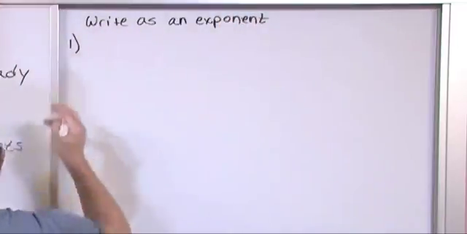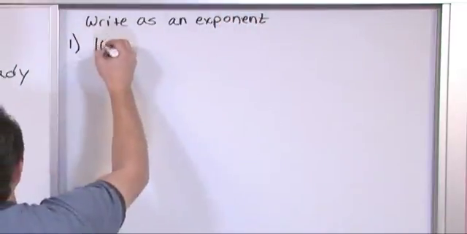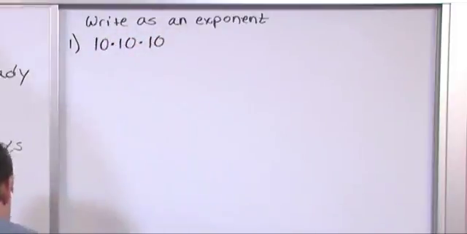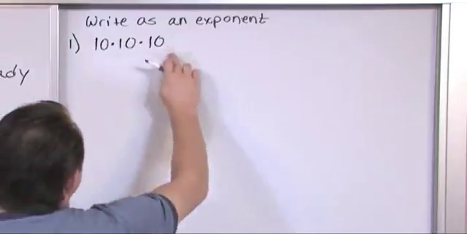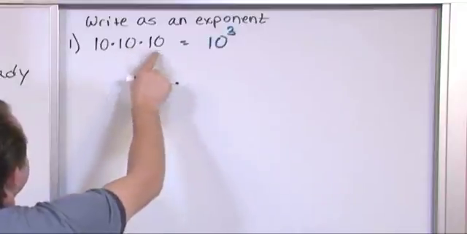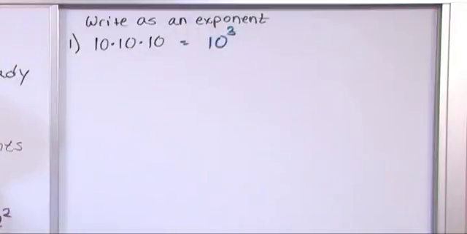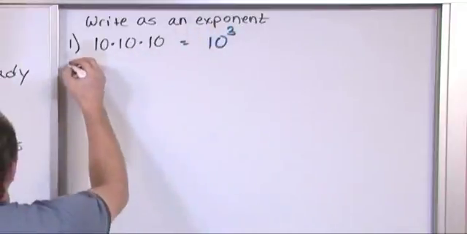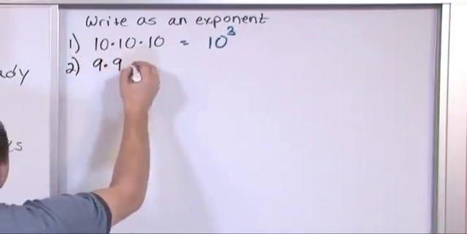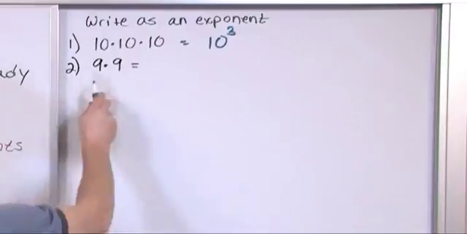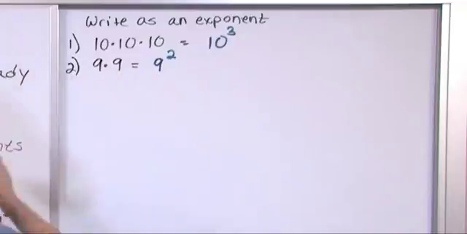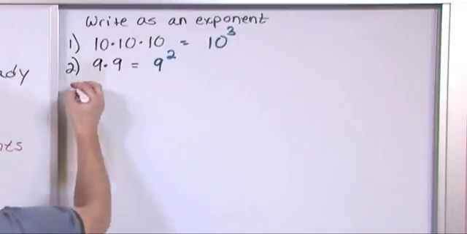Okay, so the first one is 10 times 10 times 10. How do you write that as an exponent? Well, you have the same number here, so you write it as 10 cubed, because you're multiplying it by itself 3 times. That's why you write the 3 up there like that. Number 2: what is 9 times 9? How do you write that as an exponent? You have the same number here, so you write 9 raised to the power of 2, because you're multiplying it by itself 2 times.